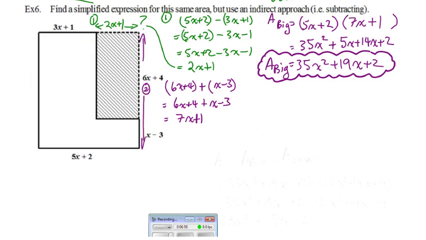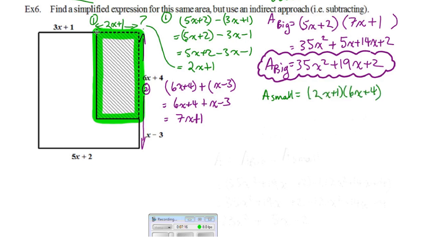So now let's focus on the smaller rectangle, which is going to be in green here. So we're going to do some calculations for this. So you'll notice that it has two sides. So you're going to say the area of the small is going to be 2x plus 1 times 6x plus 4. So now you're just going to multiply everything out like before.